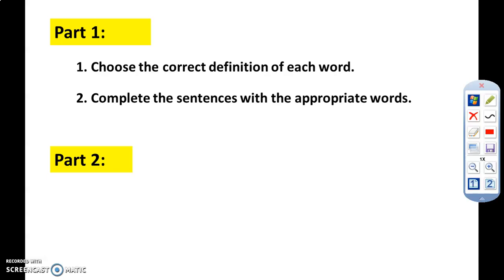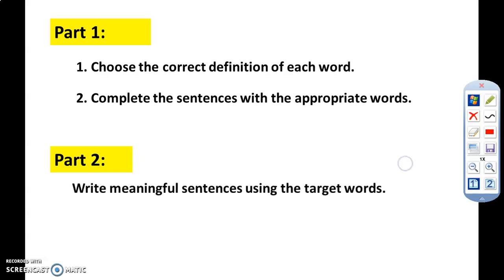The second part, it's your turn to write your own examples, okay? You have 5 words, means you have to write 5 meaningful sentences. Is that clear, guys? Well, I hope my explanation was clear for you enough.